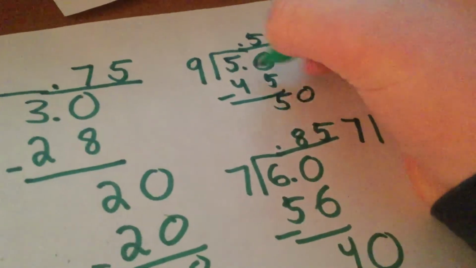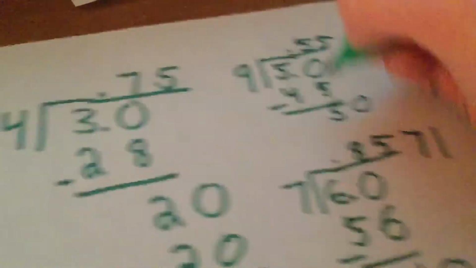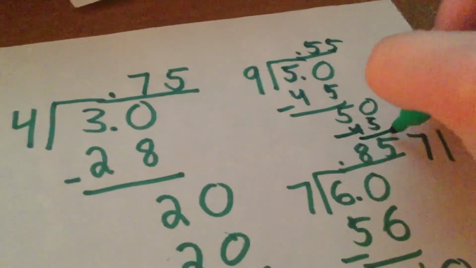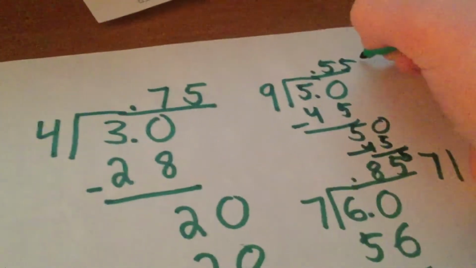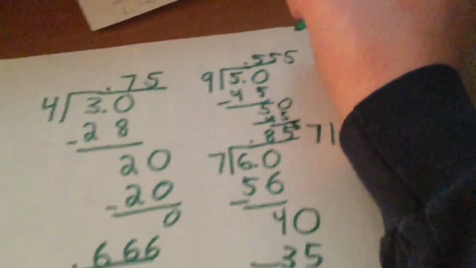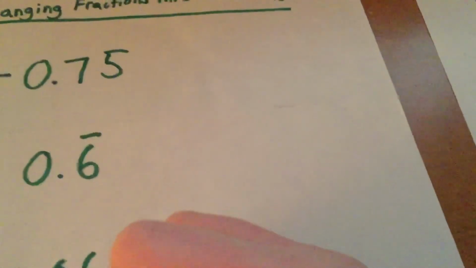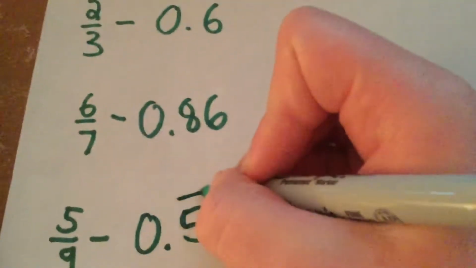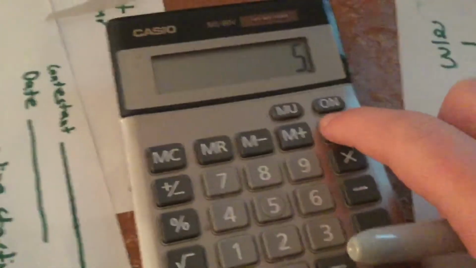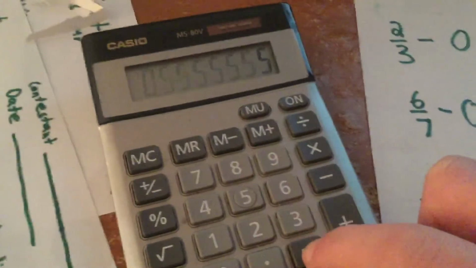Makes us 50, because 9 doesn't go into 5. 9 times 5 is 45. But look what we're doing. We're just going to keep on getting a repeating decimal. So what we can do again is 0.5 repeating. Let's see if that's what we get on our calculator. Yep, sure is.